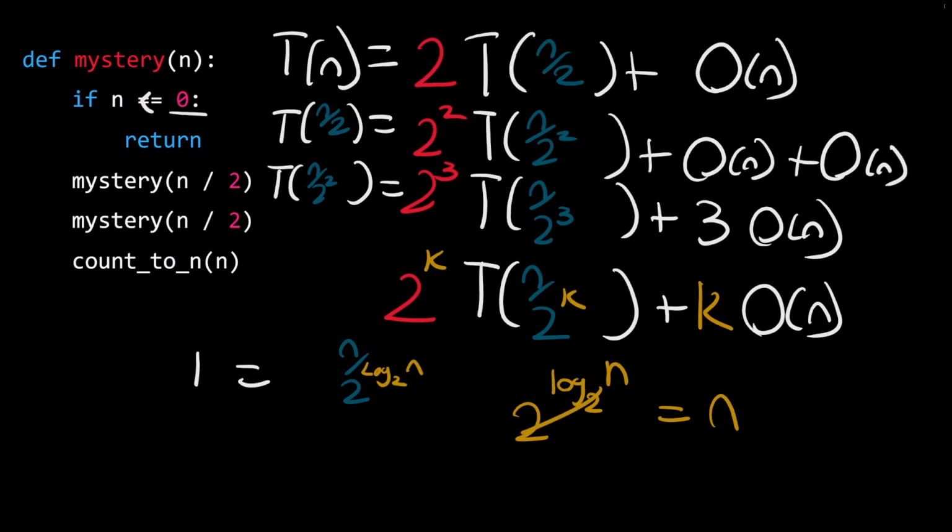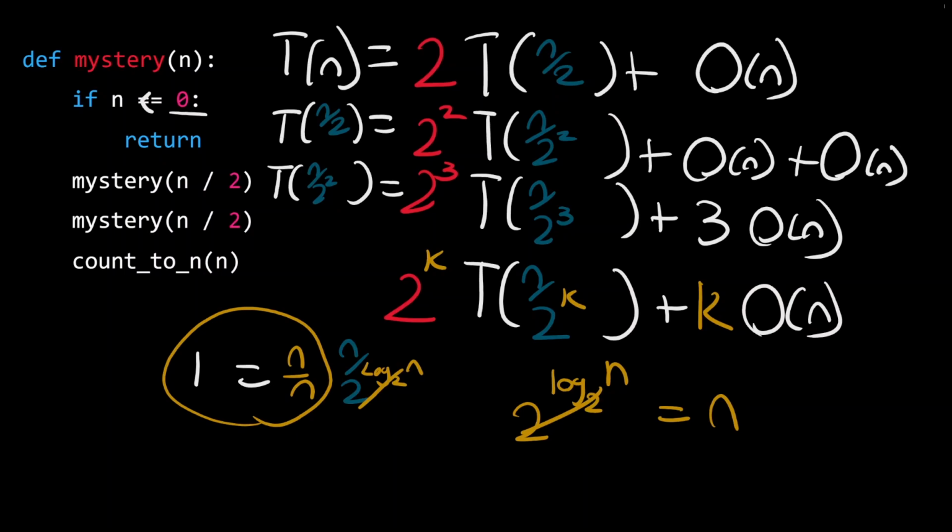These are going to cancel. Those are going to cancel. So what we're left with here is that these cancel, and we get n over n, which is equal to 1.